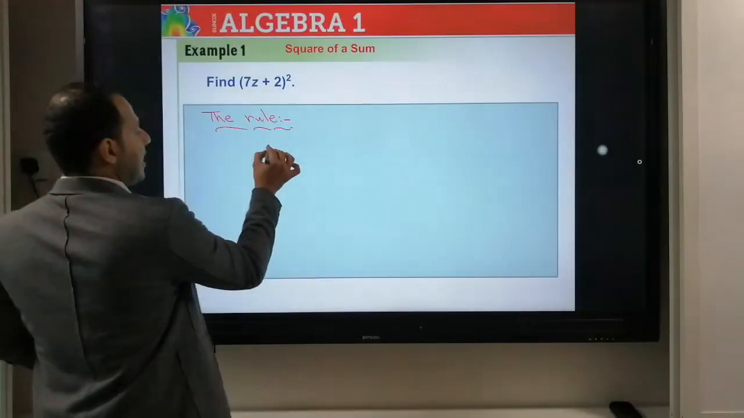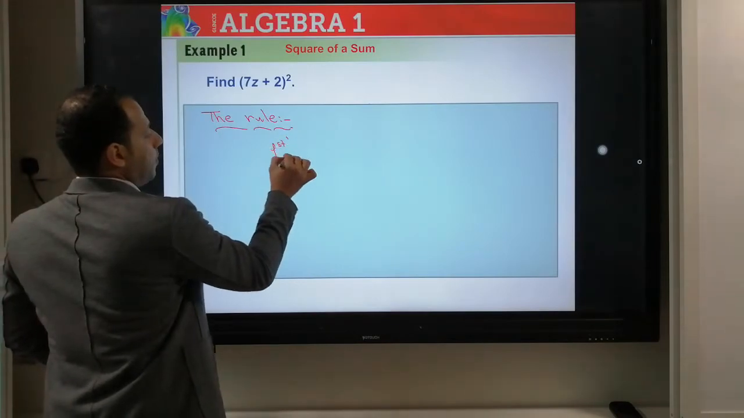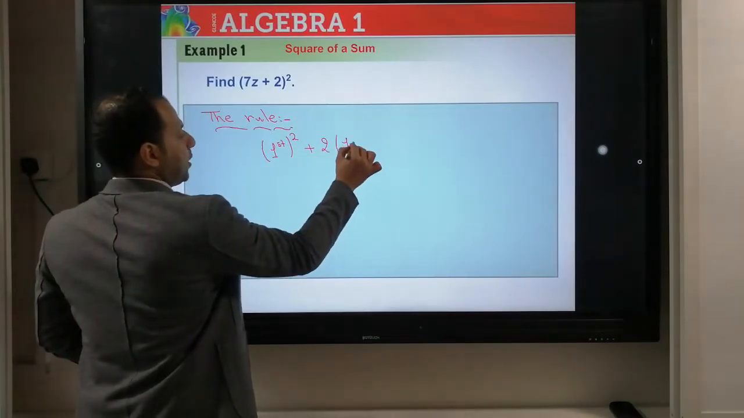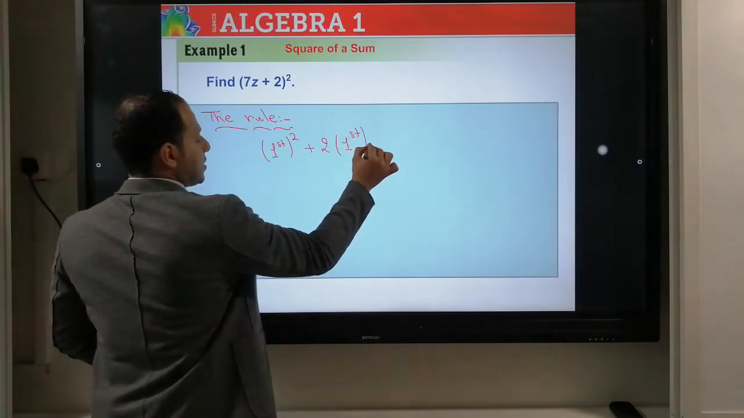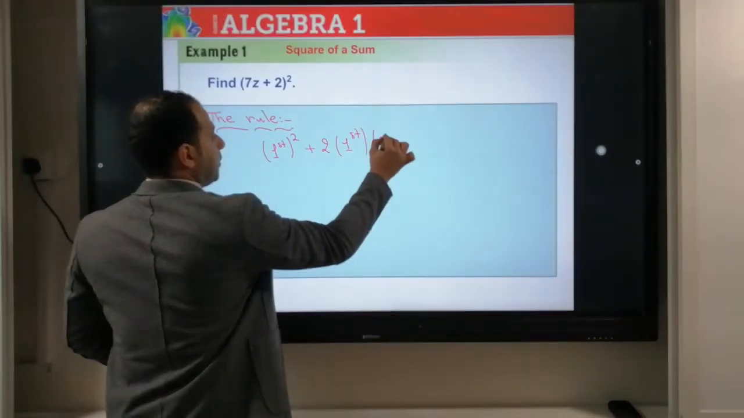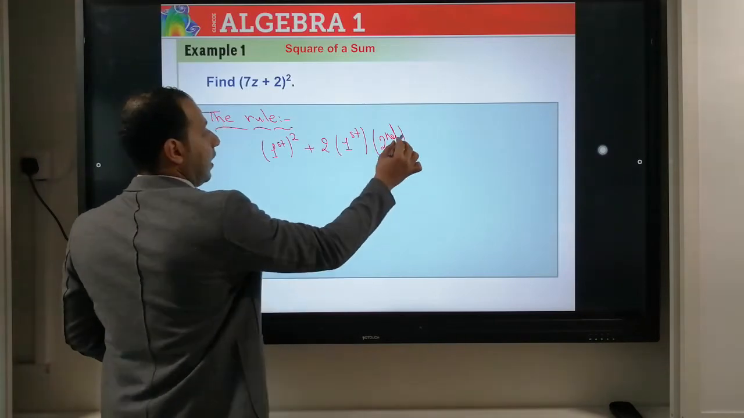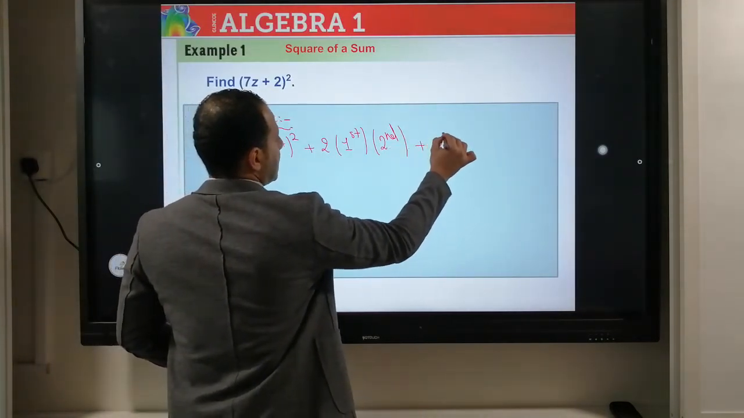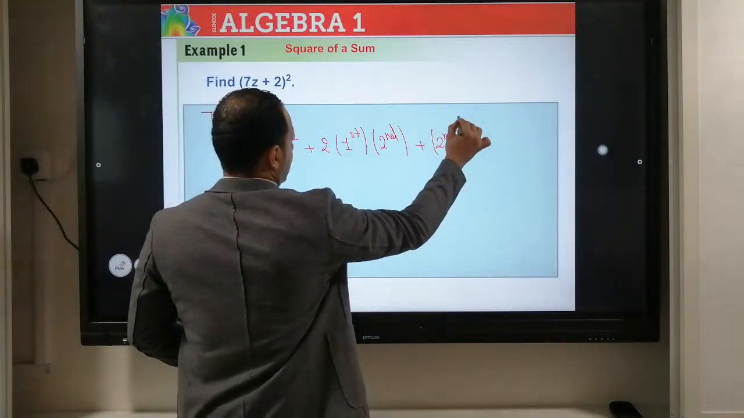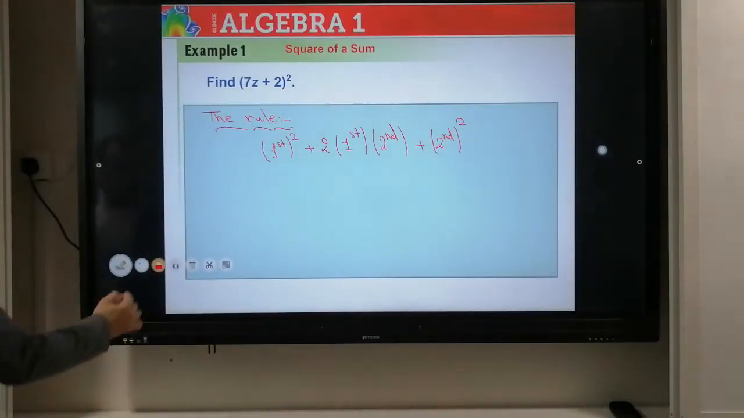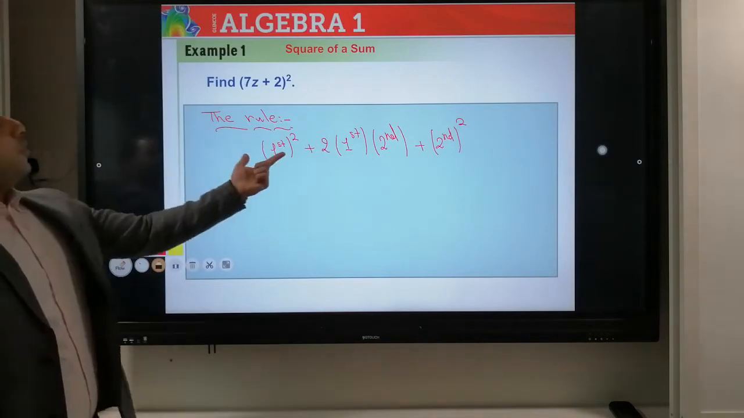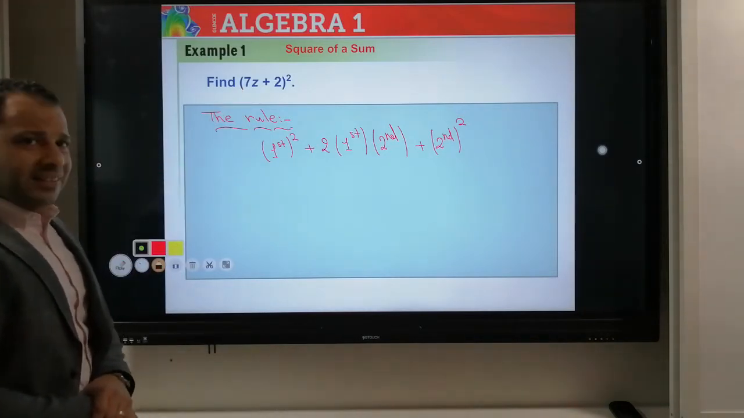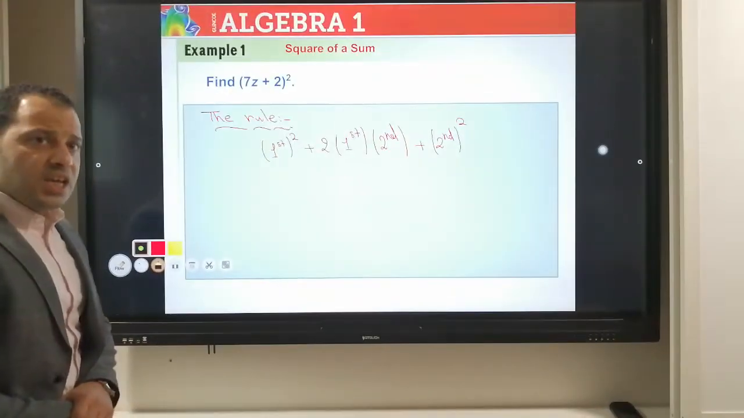Okay, the rule says that the first power 2 plus 2 multiplied by first, yes, complete with me, multiplied by the second, plus, yes, the second power 2. Okay, start to substitute. First power 2, it means, yes, what? 7z power 2.